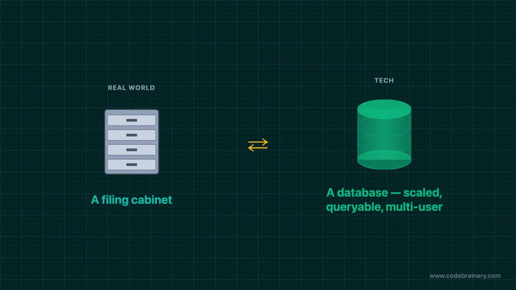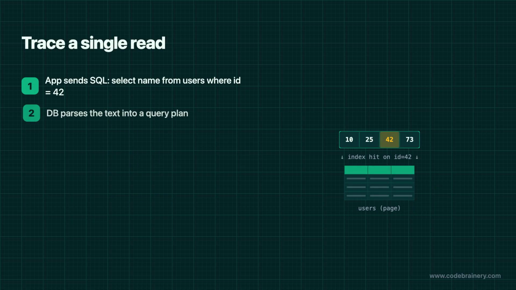Think of a filing cabinet. You put folders in, you can find them by label. Only one person at a time can really use it. A database is the filing cabinet, scaled to 1,000,000 folders, with 1,000 people pulling files at once, with no two reading the wrong copy. Watch what happens when you read.